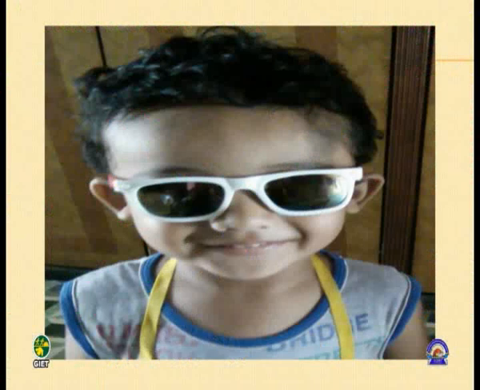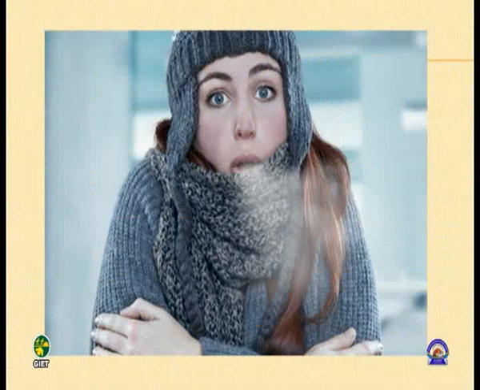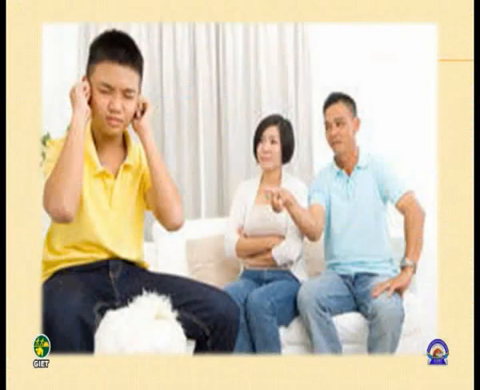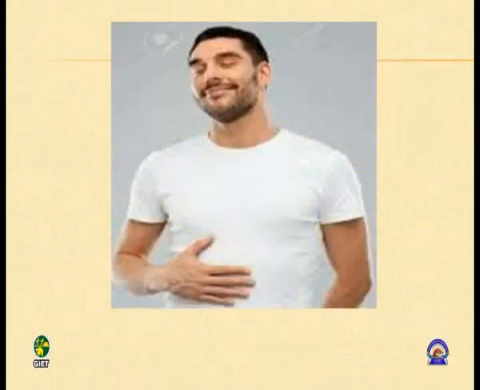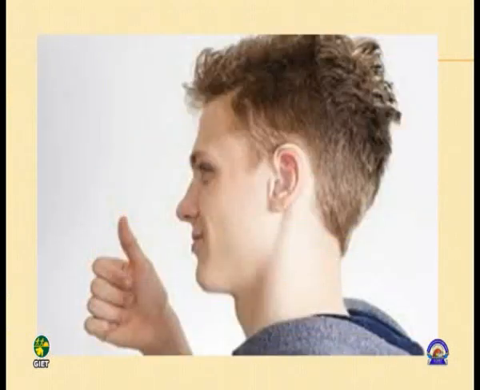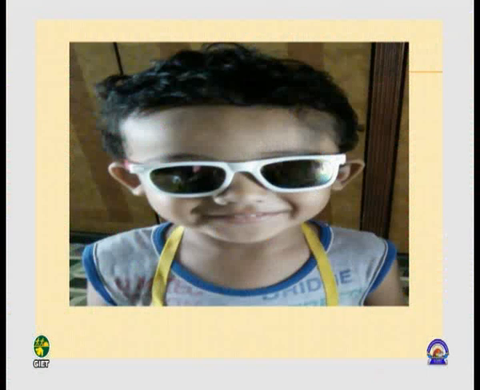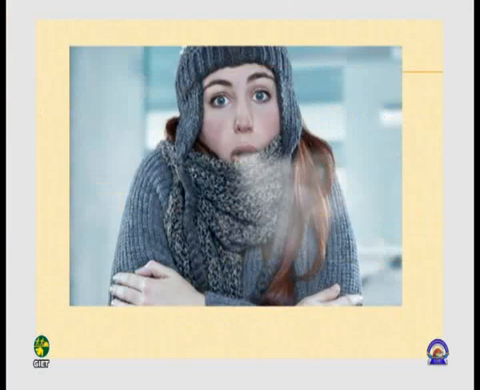So student, what did you see in the video clip? Yes, you are right. These are all our human moods. We are going to learn more about our moods. Look at the pictures. So, student, what do you see in the first picture? Yes, you are right. It is a feeling of happiness. What do you see in the second picture? Yes, you are right. The girl is feeling cold. So, she is feeling cold.